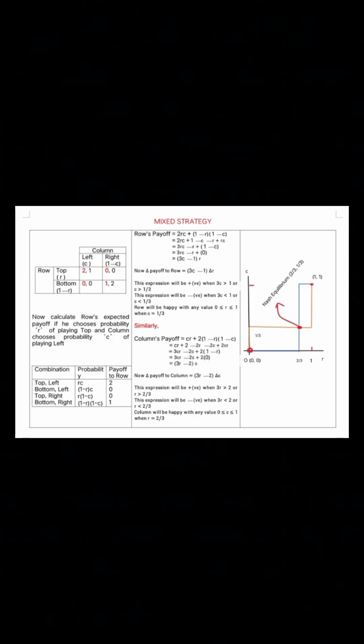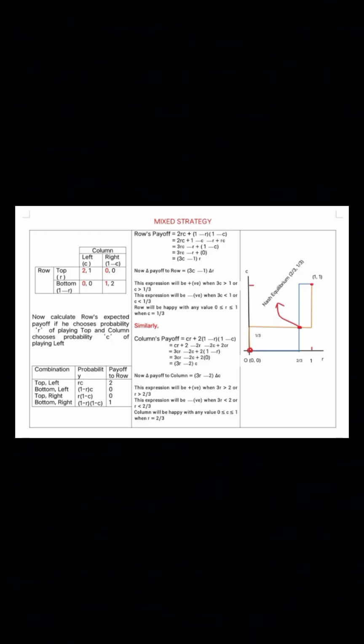This choice will continue as a best response for row till C is equal to 1 by 3. Again, at this point, any value of R between 0 and 1 is a best response. So, the red curve is traced horizontally. For all C greater than 1 by 3, the row's best response will be at R equal to 1. Therefore, row's red best response curve goes on vertically again. So, the row's best response curve is the red one.